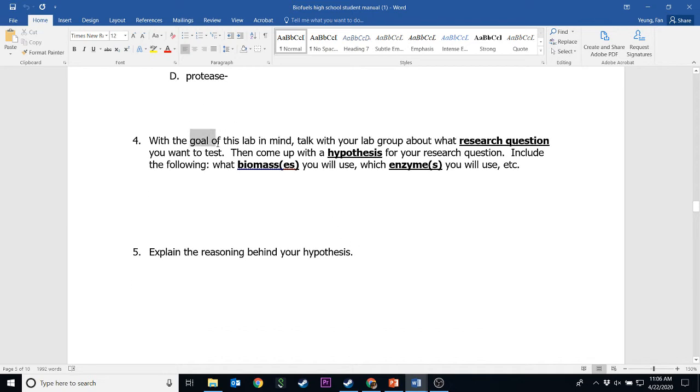The goal of this lab is to make the most bioethanol, right? Since you don't have a lab group, you're going to be on your own. You need to think about a question. Let's say you're going to pick option 1, right? And you need to write down what your research question is, because without a question, you cannot have a hypothesis. So for option 1, I'll give you an example.